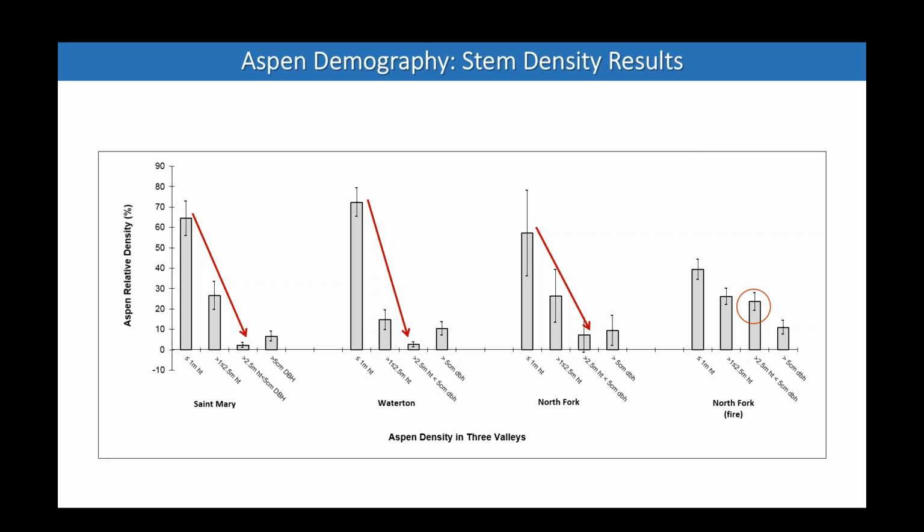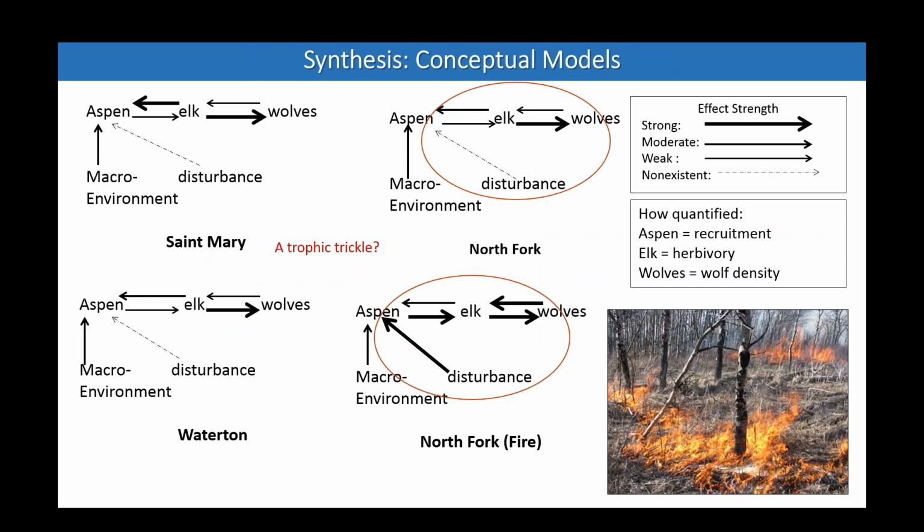And basically, the only place I found any kind of significant recruitment was where there had been fire. Where there had been wolves but no fire, it didn't matter, and the amount of moisture didn't matter, so whether it was a wetland or not a wetland did not change the amount of recruitment.